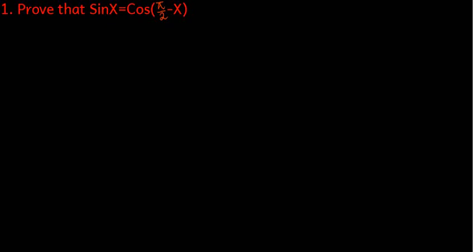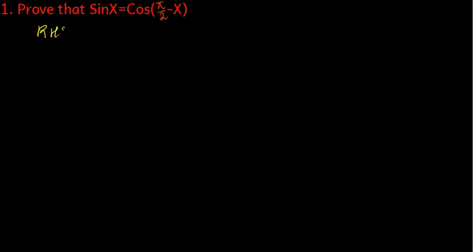Prove that sine x is equal to cos of pi over 2 minus x. So now, for us to prove this one, we're going to use the right hand side, which we're going to pick. So the right hand side is equal to cos of pi over 2 minus x.